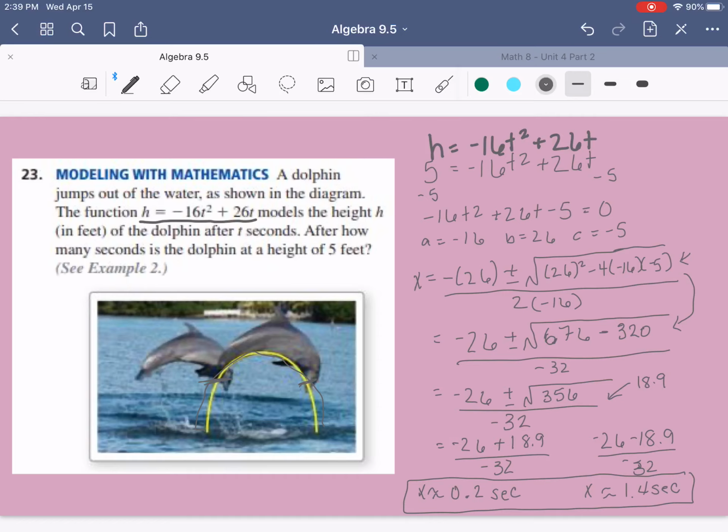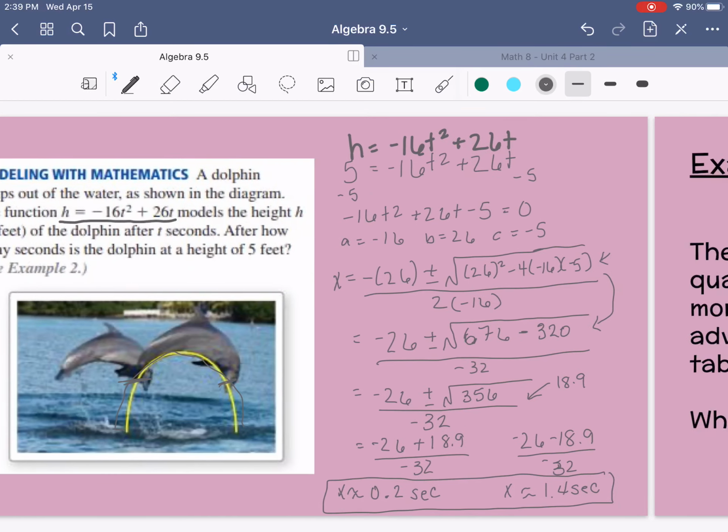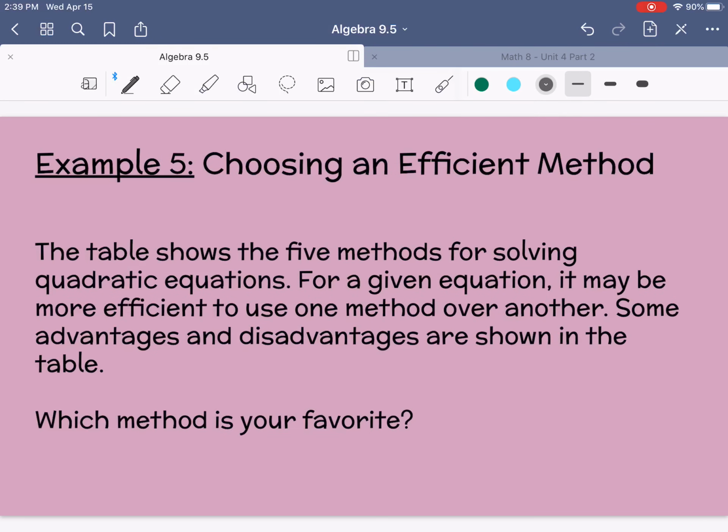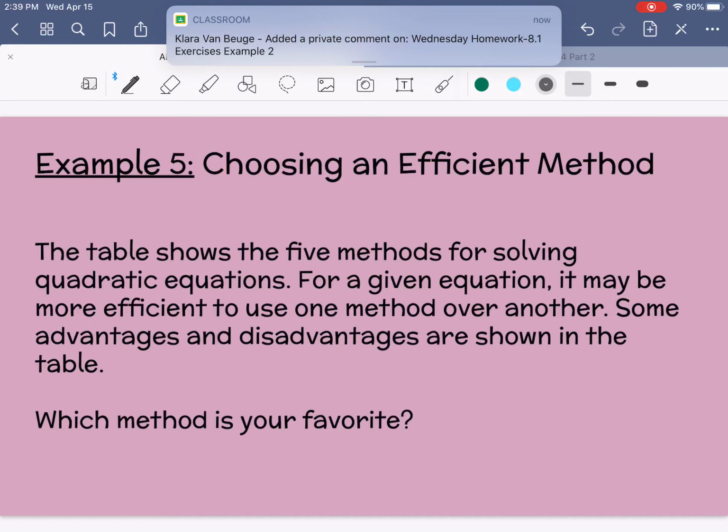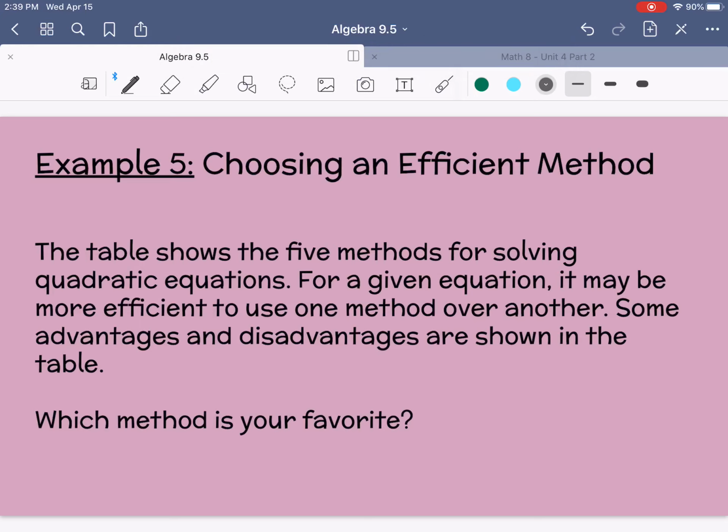All right, let's get into today's lesson. It'll be a short one, I promise. So today we are looking at choosing an efficient method. The next page has a table that shows the 5 different methods that we've learned for solving quadratic equations. For a given equation, it may be more efficient to use one method or another. Some advantages and disadvantages are shown in the table. You might already have a preference for one over others, but just remember that it might not be the fastest method.